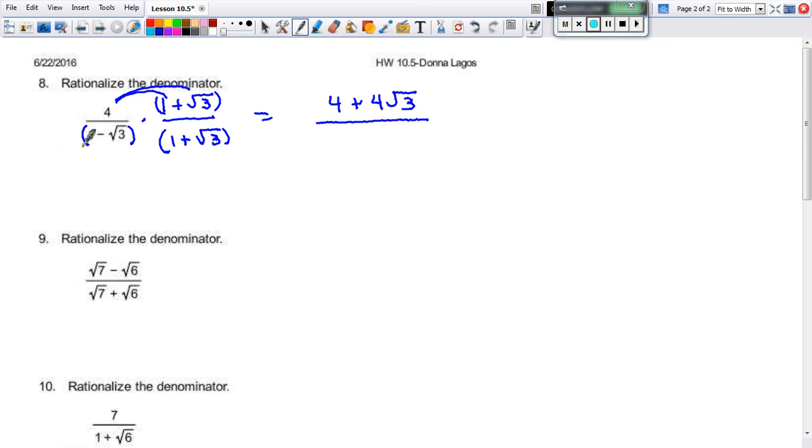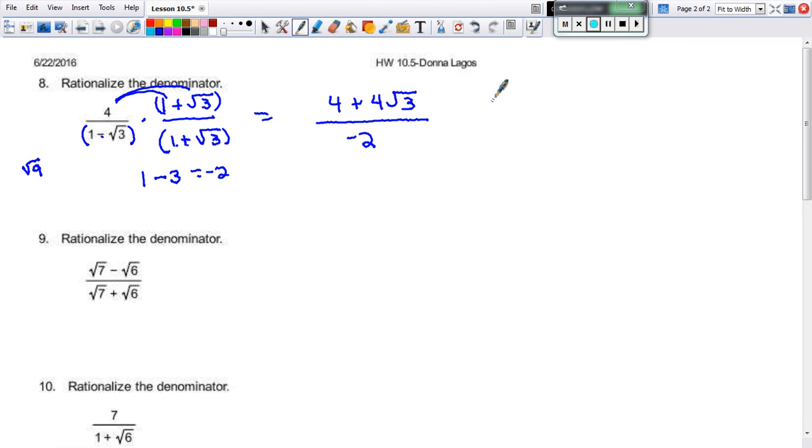Okay, on this one, this is like a difference of 2 squares here. All you have to do is square the first one. So 1 times 1 is 1. A negative times a positive is a negative. And the square root of 3 times the square root of 3 is the square root of 9, which is 3. So that equals negative 2.